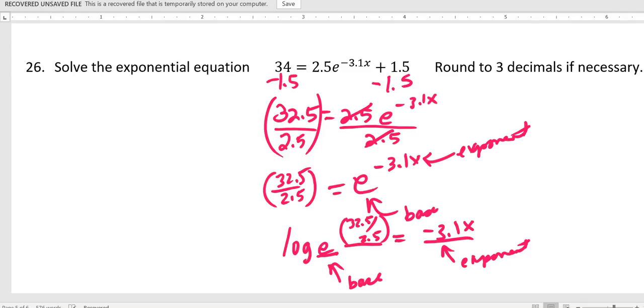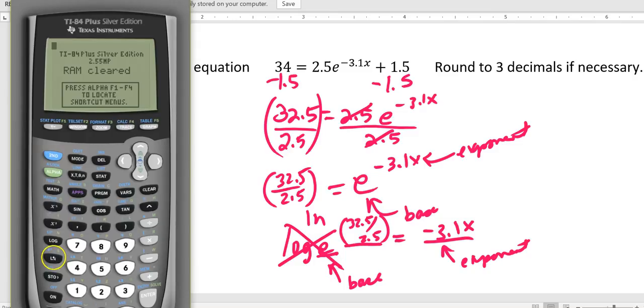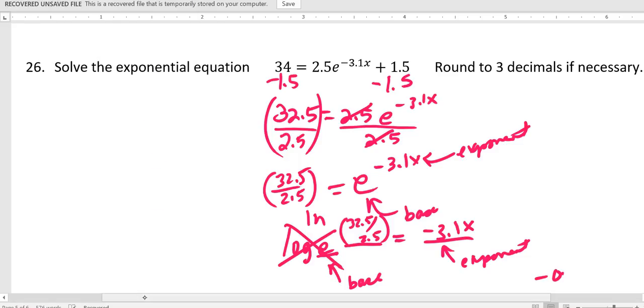Okay. Now, remember, log base e, that's just a way you can say natural log. So on your calculator, you'll see there's a natural log button here, right? So I'm entering in my argument. And now I'm going to divide by negative 3.1. And I get negative 0.827.